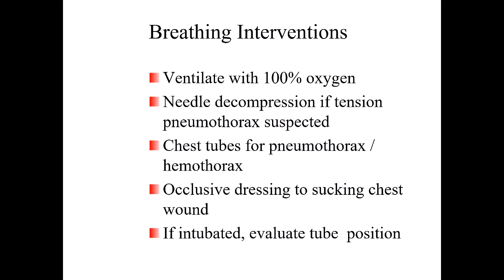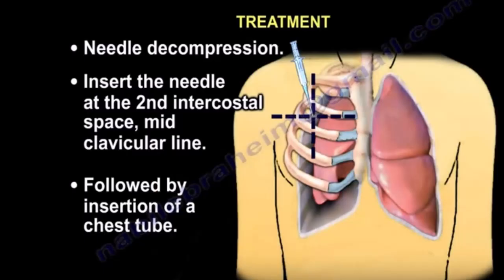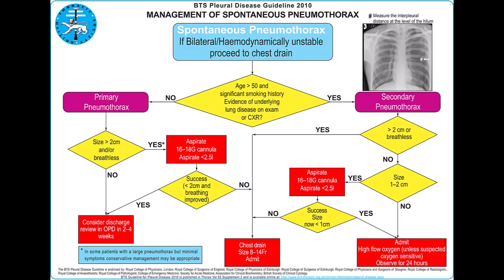To alleviate a hemothorax or tension hemothorax, we need to ventilate the patient with 100% oxygen and a needle decompression if the tension pneumothorax is suspected. Chest tubes for pneumothorax or hemothorax are needed. We also need to have an occlusive dressing to put on the sucking chest wound.